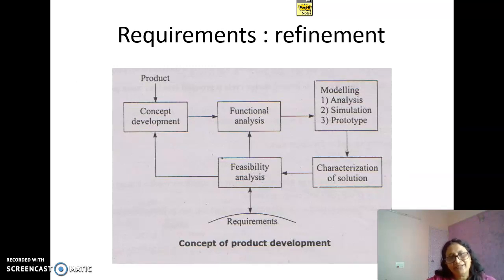How to refine requirements? Whenever we have to refine the requirements, first we develop the concept, we define the problem, then we do functional analysis, meaning what functions are to be carried out to get the solution. Then we do modeling. Modeling includes simulation, analysis, prototyping. Then we again characterize the solution. Then we check its feasibility. If it is feasible, then again we go back for requirements testing or requirements accuracy. In this way, requirements are refined.